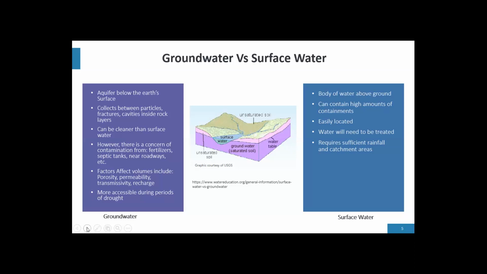Now with surface water, it is above the ground and forms terrestrial water bodies. Surface water can be more contaminated than groundwater can. It can become contaminated from numerous things, such as sewage, accidental or deliberate spills, erosion, or runoff. Surface water will need to be treated to be safe for human consumption.